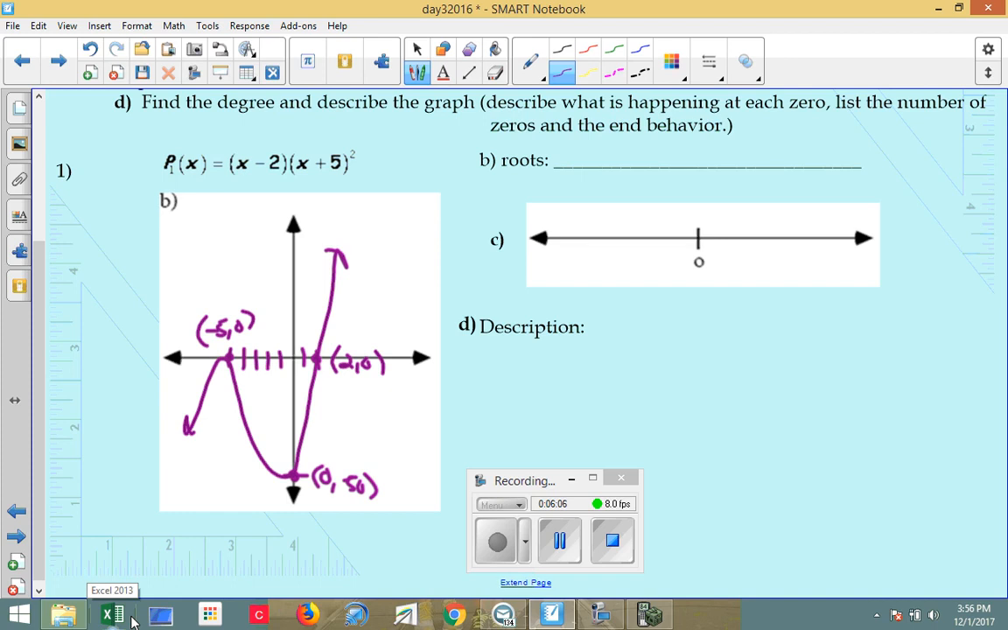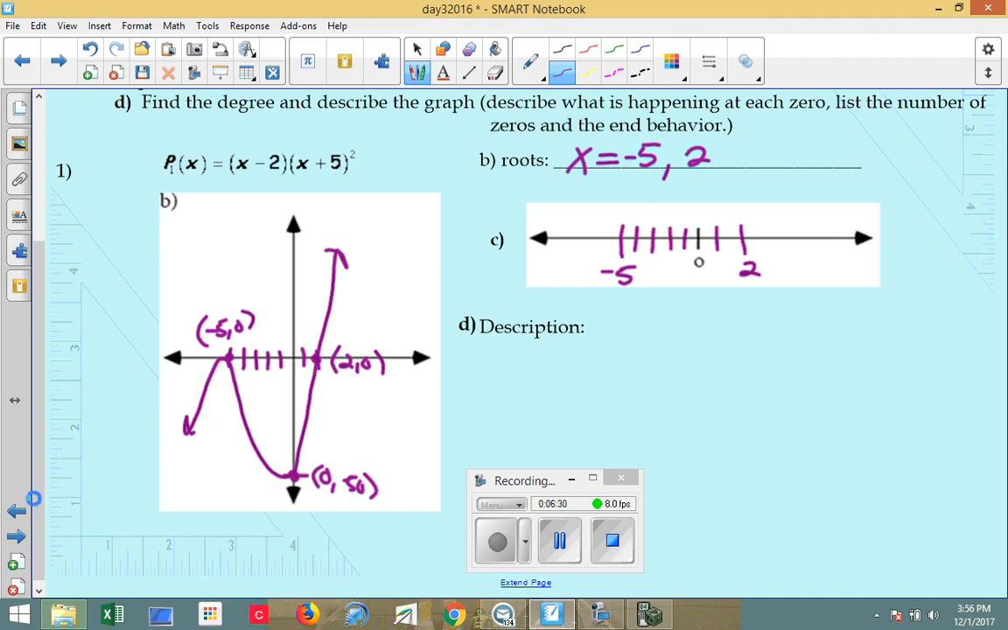So that's the first thing you'll do. You enter it in the calculator, adjust the window so you can see the full graph, and then graph that on your paper. Next thing you'll do is list the roots. Well, we can see that they are -5 and +2. Next, I'm supposed to put those roots on my number line here.